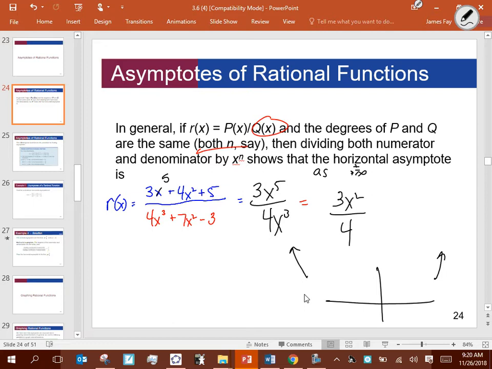When the leading degrees are different and the numerator is bigger, it's not a horizontal asymptote anymore. It's called an oblique asymptote. And in this case, the asymptote would actually be a parabola. That's the problem, because when these differ by 1 degree, your oblique asymptote will be linear. If they differ by 2, your asymptote will be parabolic. If they differ by 3, your asymptote will be cubic. Does that kind of make sense?